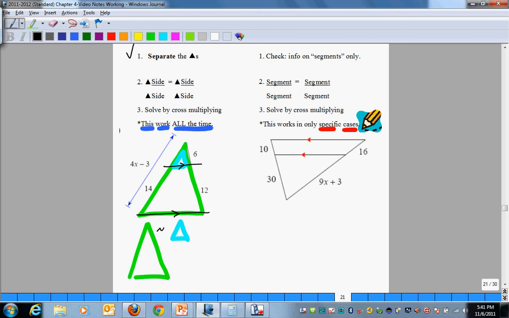It's very important you label this as carefully as possible. This right here is 6. This whole side is not 12. It's 6 plus 12. So this whole side is 18. This whole side is 4x minus 3. And we want our unknown segment. We're going to solve for x here.